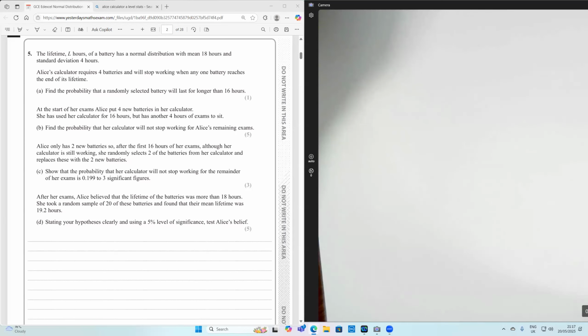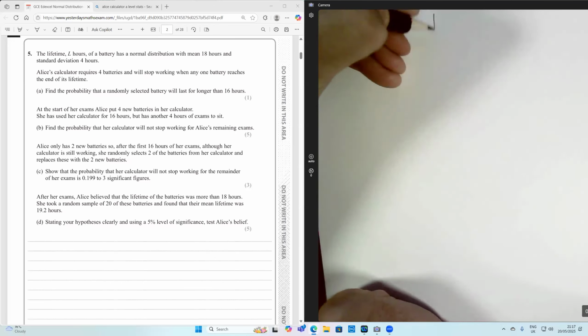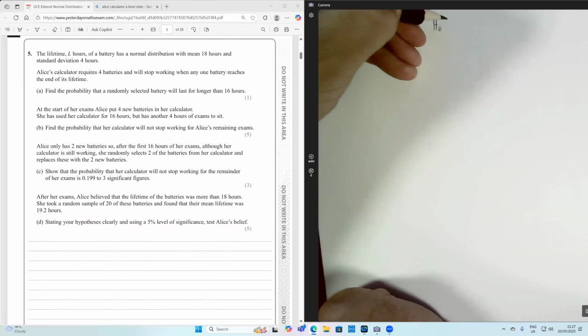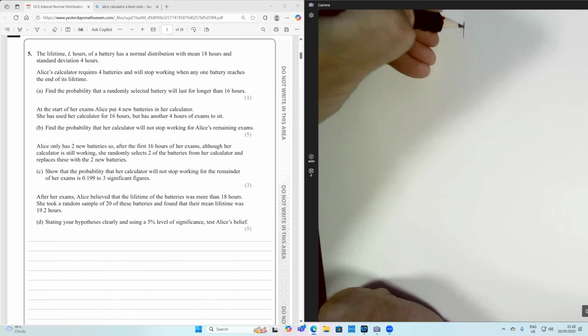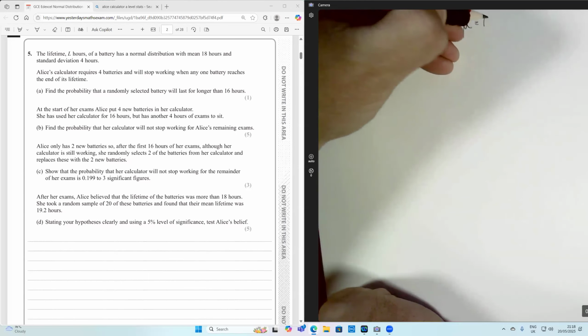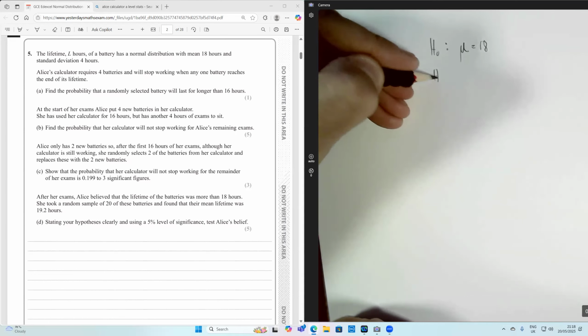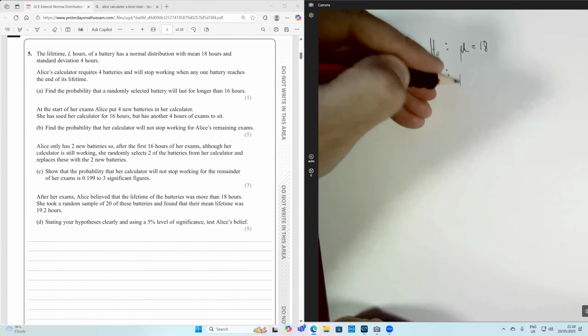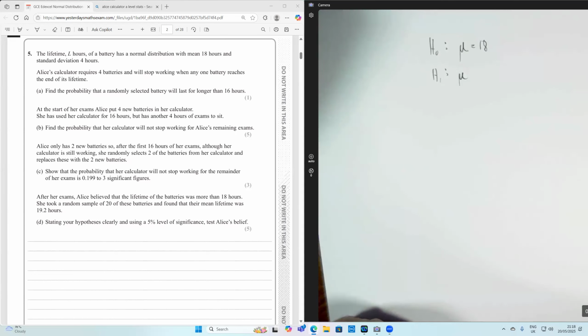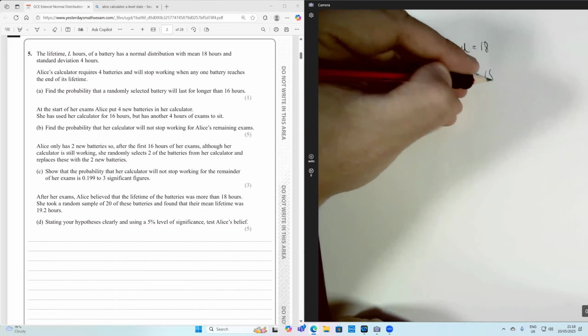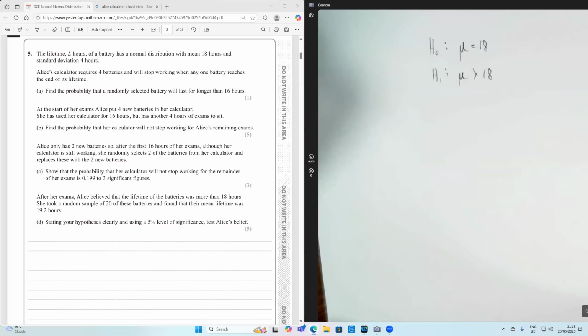Okay, so first of all, we need to define our null and our alternative hypothesis. So H0, our null hypothesis, is that the mean is in fact 18 hours. So that's our null hypothesis. Now, our alternative hypothesis is that the mean is greater than 18 hours. That's what we're investigating, because that's what Alice believes.